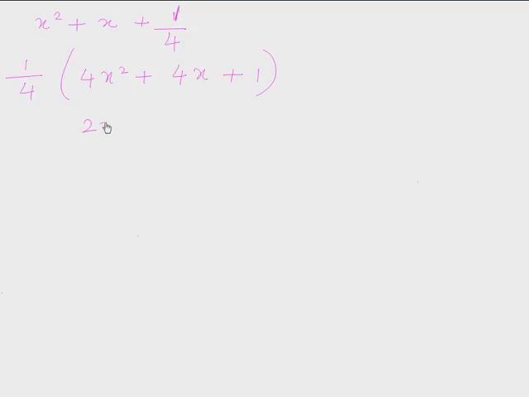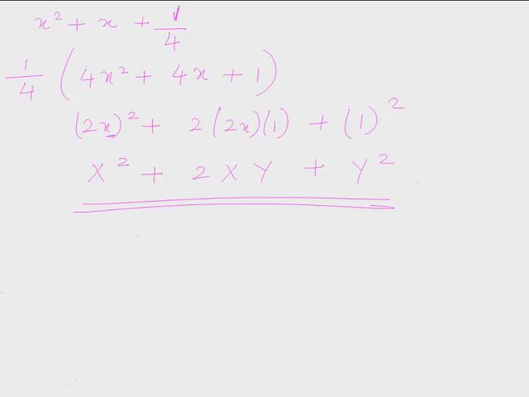I think this is 2x the whole square plus 2 into 2x into 1 plus 1 the whole square. So this is indeed a perfect square trinomial. This is of the form capital X square plus 2 into capital X into capital Y plus Y square. So it is a perfect square trinomial, and this factors into X plus Y the whole square. So our entire expression factors into 1/4. What's our capital X? That's 2x. What's our capital Y? That's 1. 2x plus 1 the whole square.